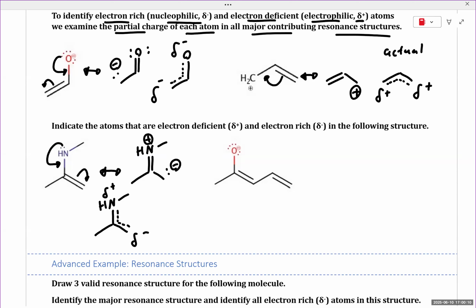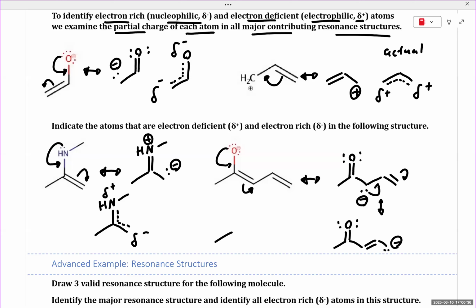Looking at this next case, we have an oxygen with a negative charge. We can, in turn, kick the lone pair down to generate a new pi bond and a new lone pair. We can repeat this process once more, again generating a new pi bond and a new lone pair.